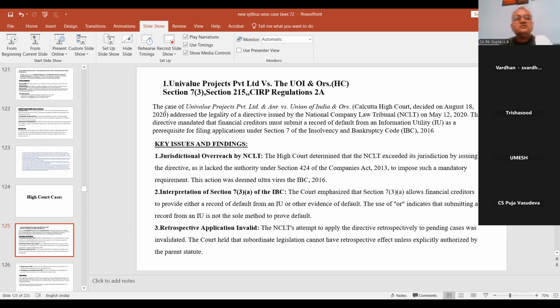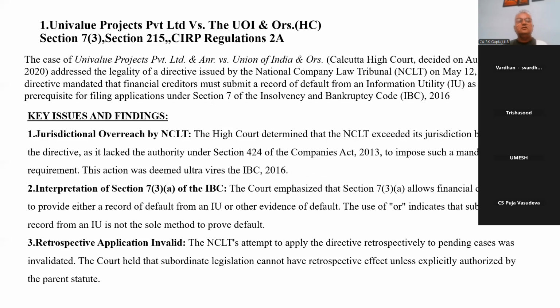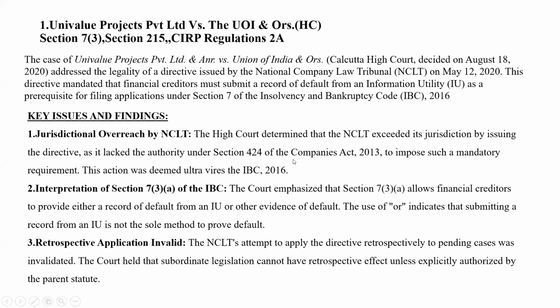So, Univalue Projects versus the Union of India. So this was the first case. So what does it say? The issue here was the jurisdictional overreach by NCLT. The High Court determined that NCLT exceeded its jurisdiction by issuing the directive, as it lacked the authority under Section 424 of the Companies Act to impose such a mandatory requirement. So this action was deemed ultra vires the IBC 2016.